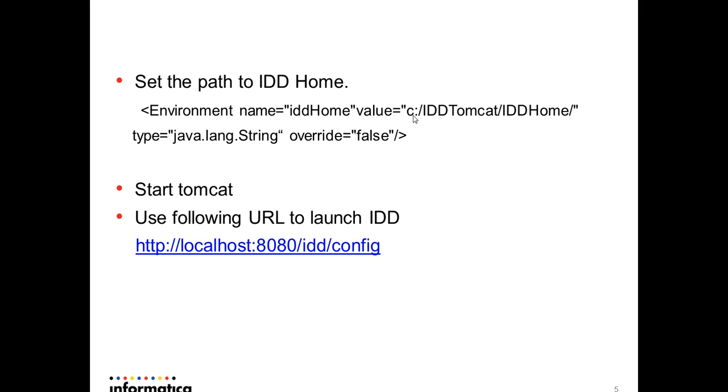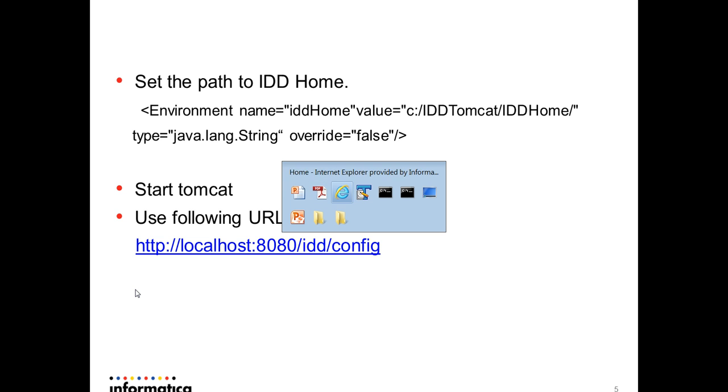path of this directory. After the configuration, start the Tomcat server and go to the URL localhost:8080/idd/config to launch the IDD console. Here is the quick demo on IDD.